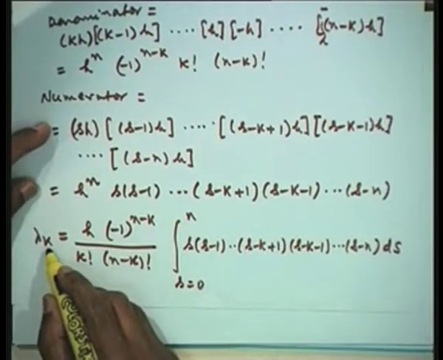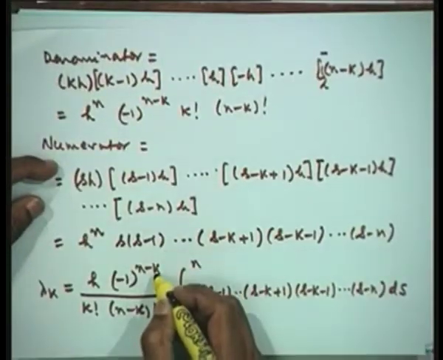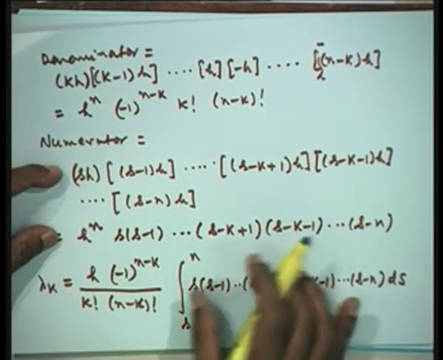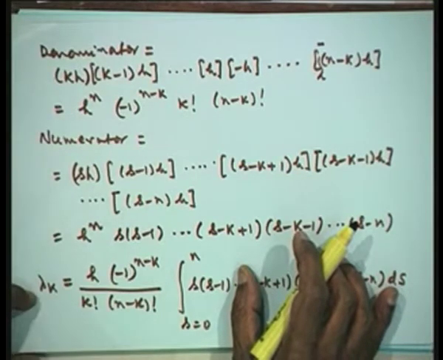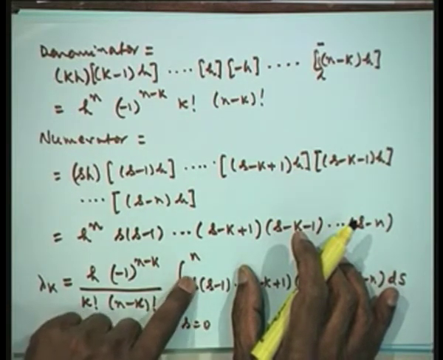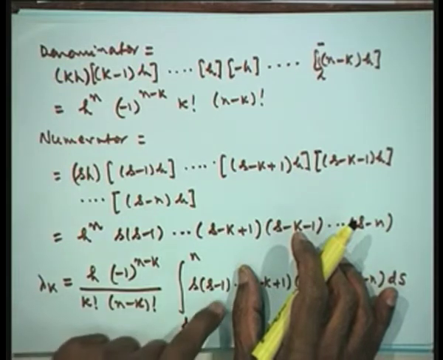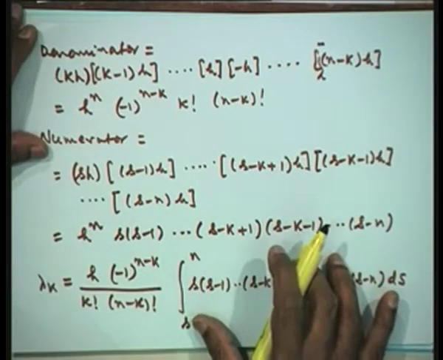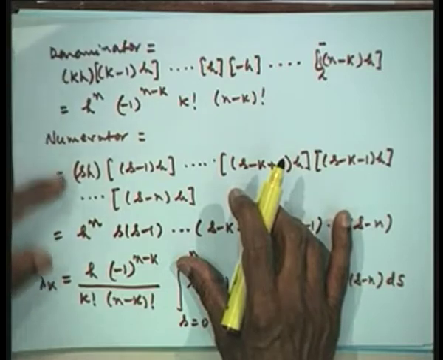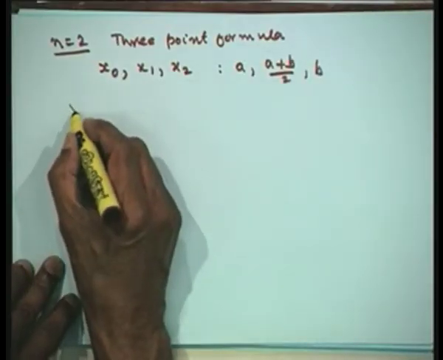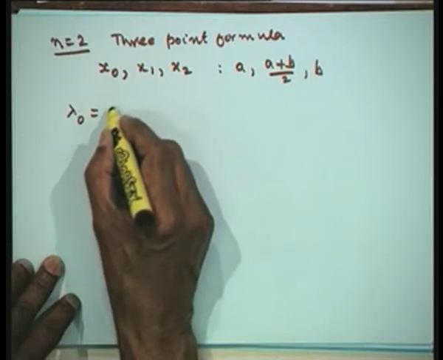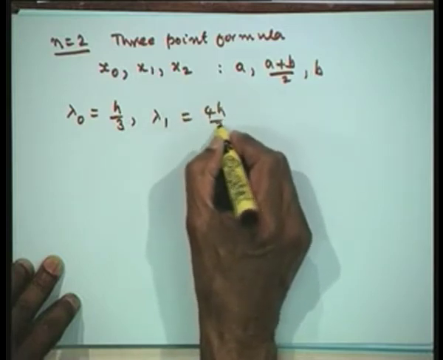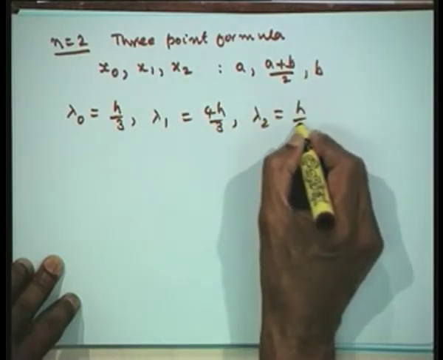For finding lambda 0, I will have to substitute n = 2, k = 0, integrate this. I will have 3 terms here, s(s - 1)(s - 2), and one of them will be dropped: for finding lambda 0, s will be dropped. When I find lambda 1 I will drop (s - 1), and when I find lambda 2 I drop (s - 2). So, it is simply integration of this between the limits 0 to 2. Now, I will give the values for the lambdas, which are very straightforward to obtain: lambda 0 is h/3, lambda 1 is 4h/3 and lambda 2 is h/3.